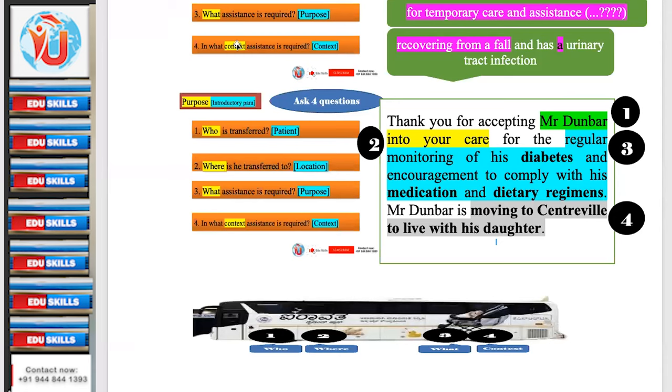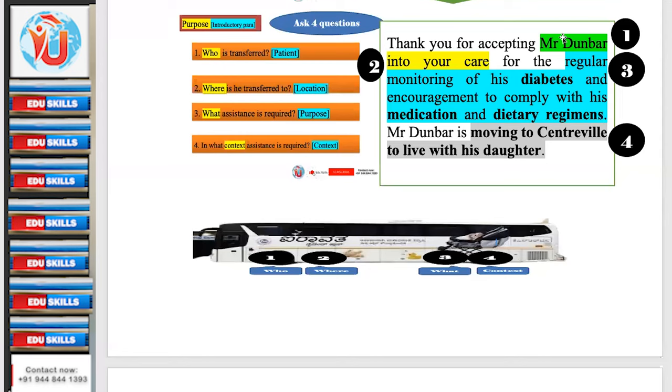What assistance is required? You have to write the full sentence. You have to complete these question marks, okay? In what context is assistance required? So this particular paragraph is an Airavata, or a deluxe bus with four wheels, because you have the four aspects answered here. We have a full video which I have done on this particular case note with Mr. Peter Dunbar, where I have explained all these aspects.